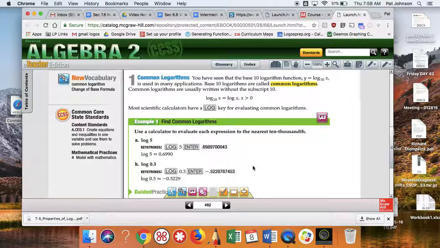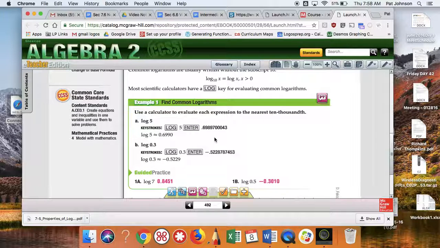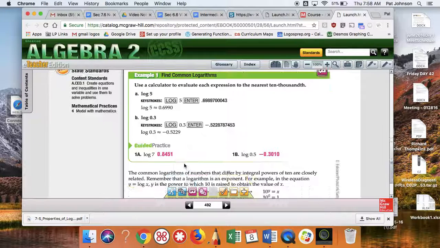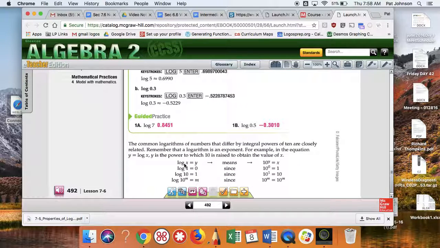So let's just practice using common logs. If I wanted to find the log of 5, the base is 10. On your calculator, all you have to do is hit log, 5, enter, and you get this long number. They want you to evaluate it to the ten-thousandths place, which is 4 decimals. This is 0.6990. Find the log of 3. The base is implied 10, so it's a common log, so you can go directly into your calculator and put it in. Pretty simple. That's really what common logs are.